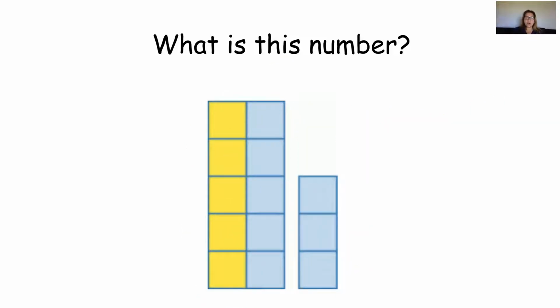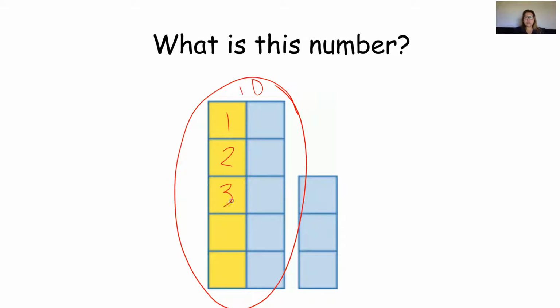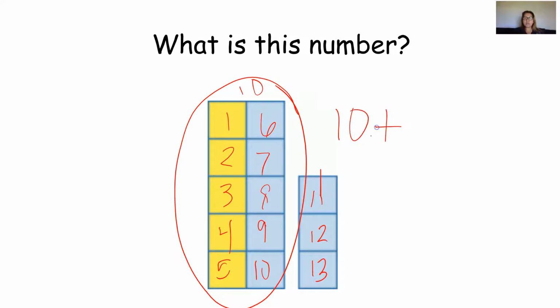What is this number? Again, this represents 10. We'll count just to make sure. 4, 5, 6, 7, 8, 9, and 10. And then we have 11, 12, 13. So we have 10 plus 1, 2, 3 equals 13. So 10 that we have in the tens frame, and then we count on 11, 12, 13. That's counting on.